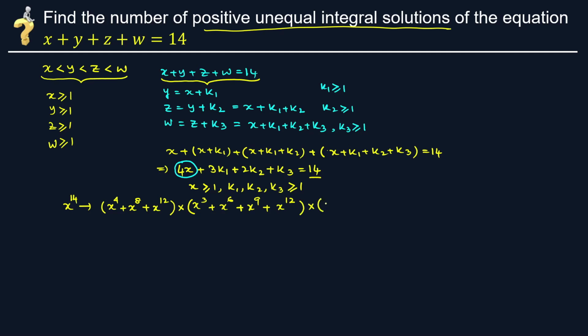For k2, we are having x square, x to the power 4, x to the power 6, x to the power 8, x to the power 10, x to the power 12, and x to the power 14. That's it. This is for k2. And for k3, it will start from x, x square, x cube, and this goes on till x to the power 14. Am I correct? So we have to find out the coefficient of x to the power 14 from this expansion.